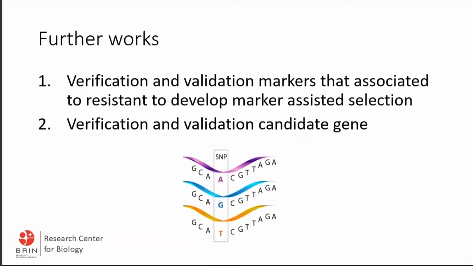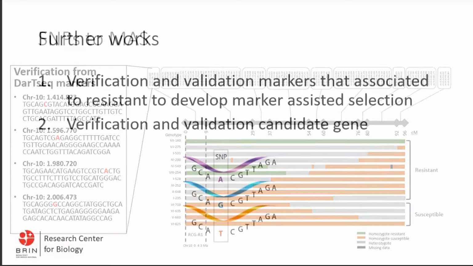So the further works, which I need to continue and is not done yet, is the verification and validation of the marker associated to the resistance to develop the marker-assisted selections, and also verification and validation of the candidate genes in the region of chromosome 10.